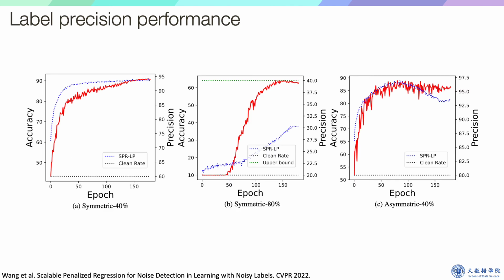We test the label precision performance of our algorithm to check whether we can distinguish clean data from noisy data. It can be found that in different settings, we can consistently achieve high precision, showing the capacity of noisy data detection of our algorithm. That's all.